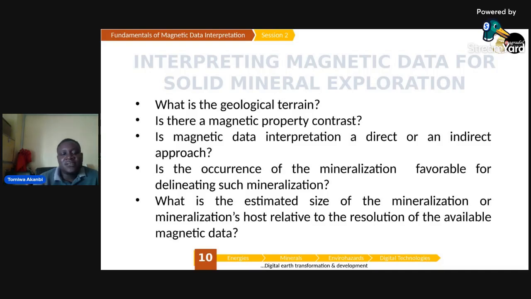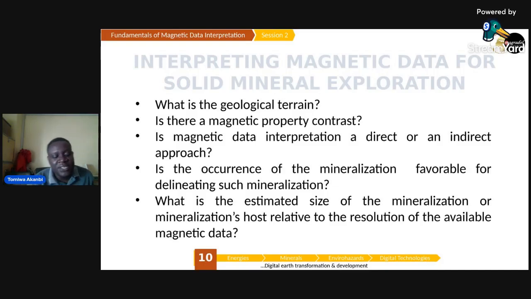And another thing is, is there a magnetic property contrast? Because there has to be a magnetic property contrast before you say you want to use magnetic data. For any geophysical method, there is usually a physical property contrast that is in play. In the case of magnetic data, it's basically the magnetic property contrast.